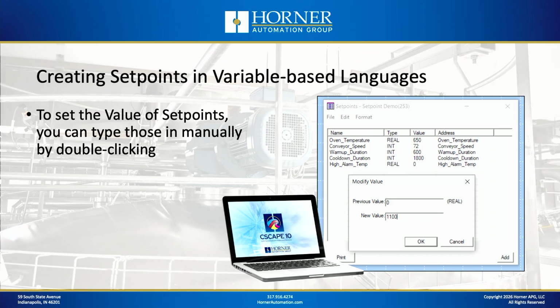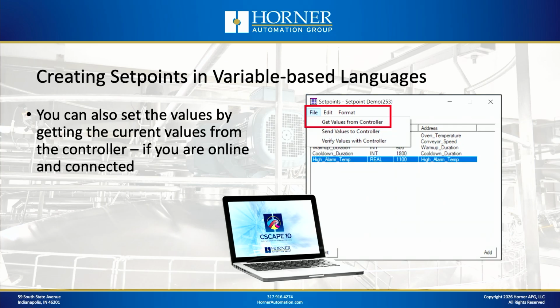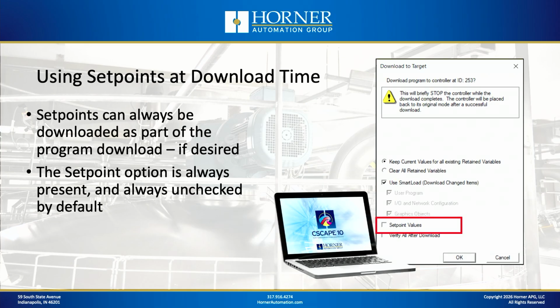You can do that manually by double-clicking on each variable in turn and typing in the value. Or if you're online with the controller and communicating, and the controller has all these variables in a state that you're happy with, then you could just get all the variables at once by going to the File menu in the Setpoint table and selecting Get Values from Controller. Now, what about using the Setpoint table feature at download time?